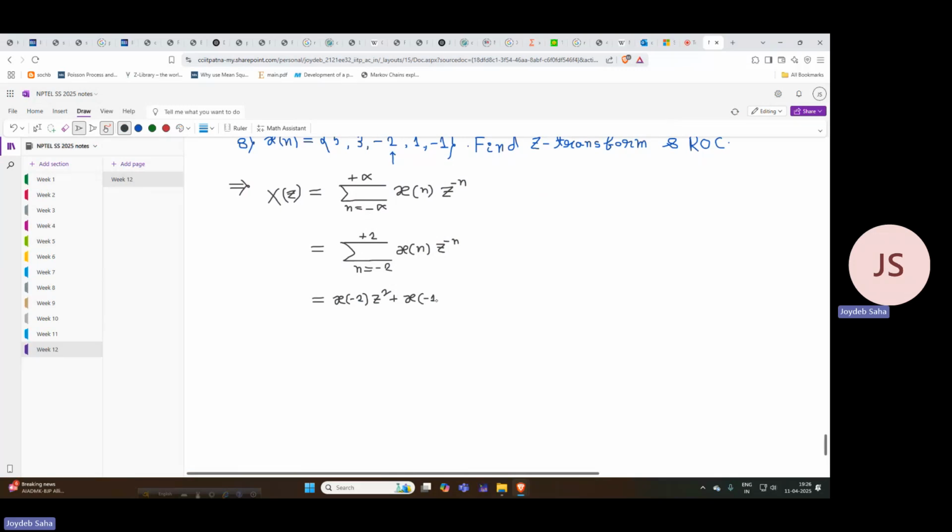minus 1 z, plus x of 0 z to the power 0, plus x of 1 z to the power minus 1, plus x of 2 z to the power minus 2. This is fine.